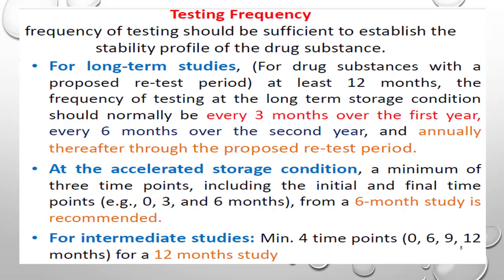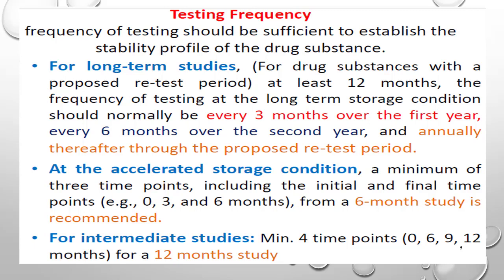Testing frequency. How can we go about testing the drug substances? What is the frequency? Frequency of testing should be sufficient to establish the stability profile of the drug. It is one of the very essential criteria to establish the stability profile. First, for the long-term studies, for substances with a proposed retest period of at least 12 months, the frequency of testing should be every 3 months over the first year, every 6 months over the second year, and annually thereafter through the proposed retest period.